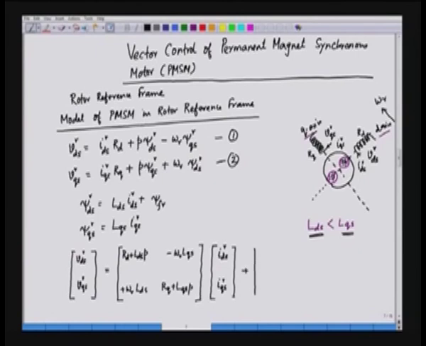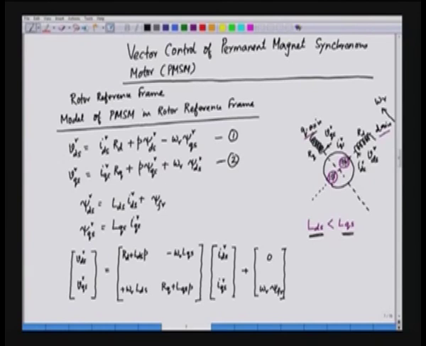And we have also induced EMF because of the field. So, field induced EMF will be in the q axis. So, this is 0, and what we have here is omega r into psi f r. So, this is the equation of a PMSM in rotor reference frame.